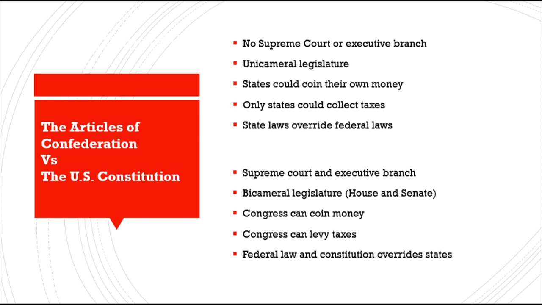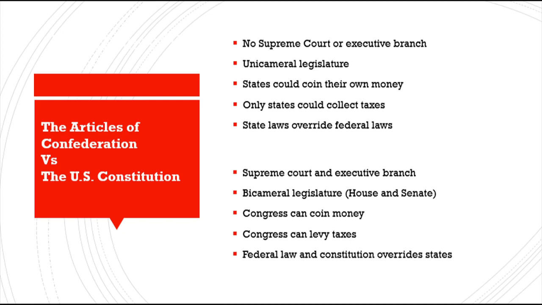So here we have a comparison of the Articles of Confederation and the U.S. Constitution. Under the Articles of Confederation, there was no Supreme Court or executive branch. All the judicial power fell within the states, and we had no president. In the U.S. Constitution, we obviously have a Supreme Court and an executive branch where the president is.